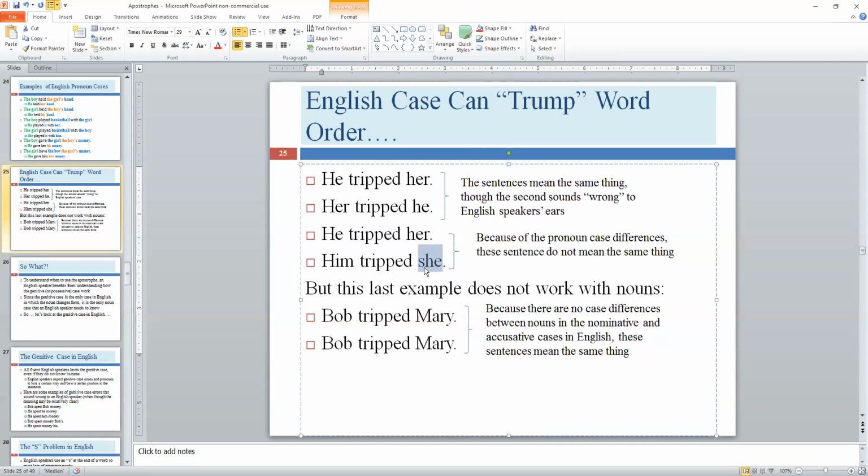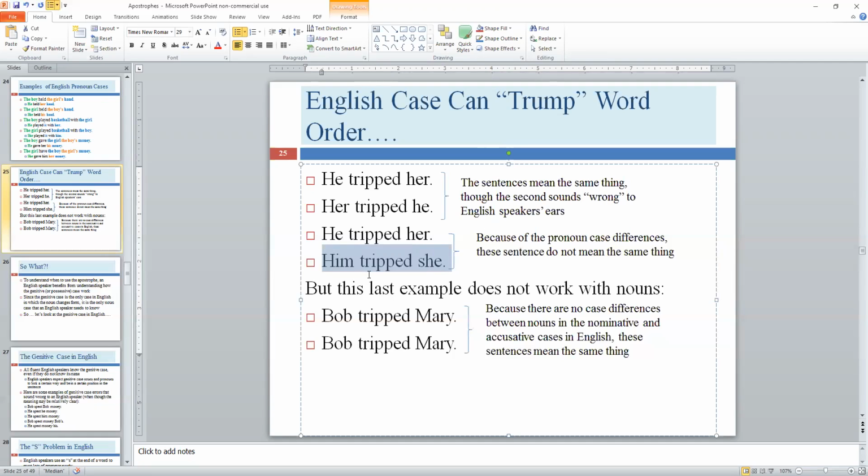It's not what we're expecting, but most of us would say this sentence here does not mean the same thing as this sentence. Most of us would say that what is being said is she tripped him. She is the actor. She's the one with her foot out blocking him that he's falling over. So you can see in this case, pronoun case trumps word order.